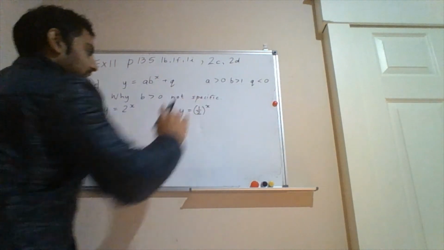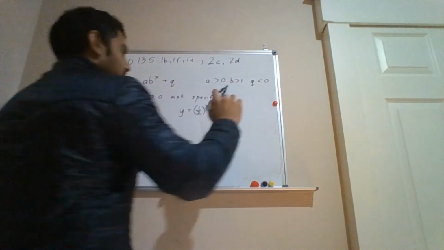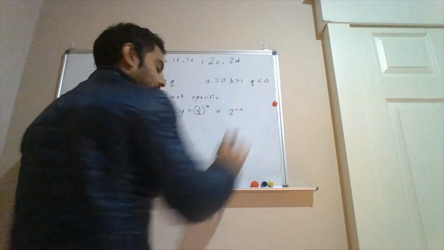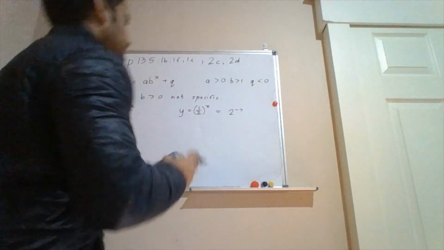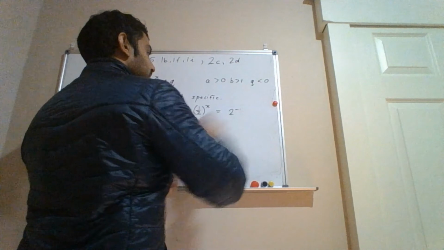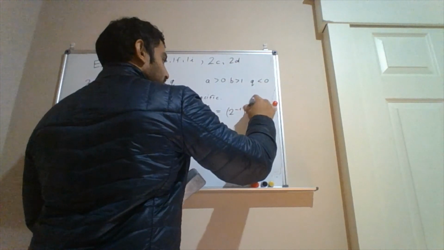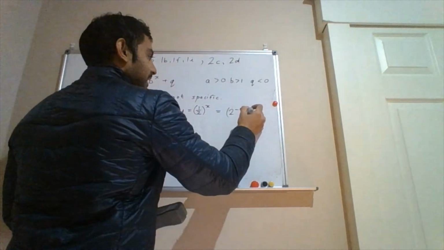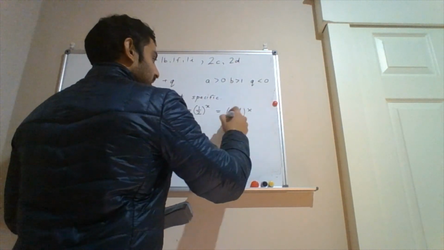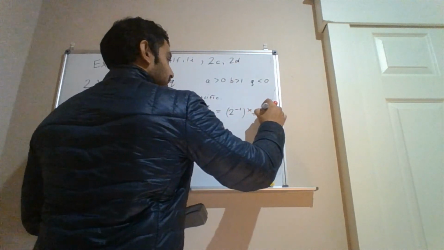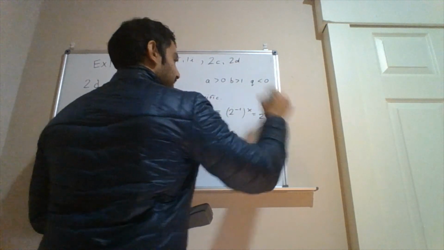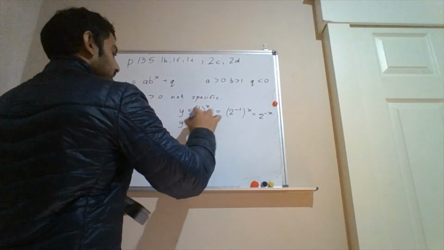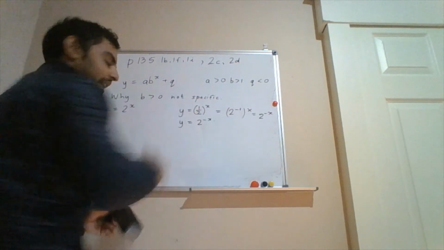Now, if we play around with this equation, we know that a half is the same as 2 to the negative 1. So we get 2 to the negative 1 in brackets to the power of x. And now we use our distribution law for exponents and we multiply these two exponents, negative 1 times x. So it gives us 2 to the negative x. Okay, so I'm just going to rewrite that underneath. Y equals 2 to the negative x.